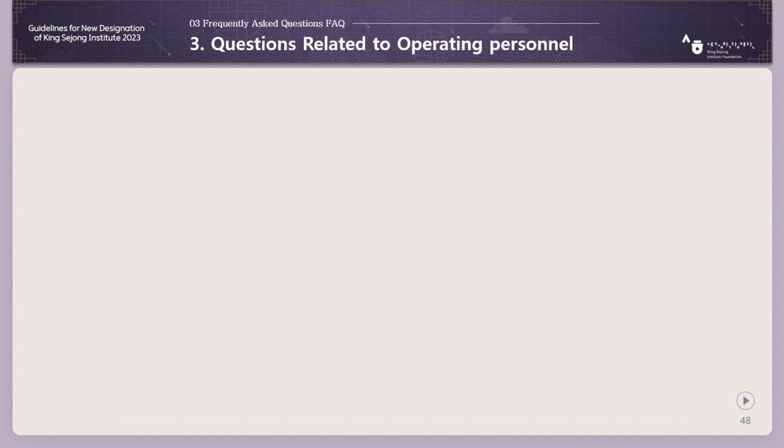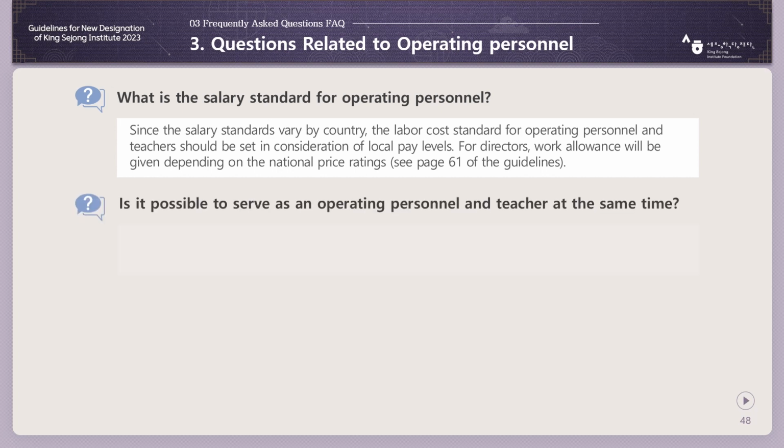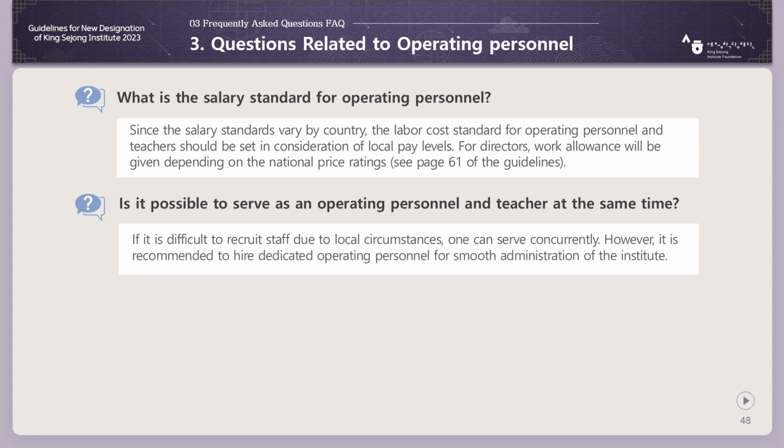Next, we have answers to questions related to operating personnel. For operating personnel and teachers, the labor costs can be set by the institution considering local pay levels. For directors, work allowance can be set according to the national price rating on page 61 of the King Sejong Institute's operating guidelines. It is possible to hold multiple positions as operations personnel and teacher.